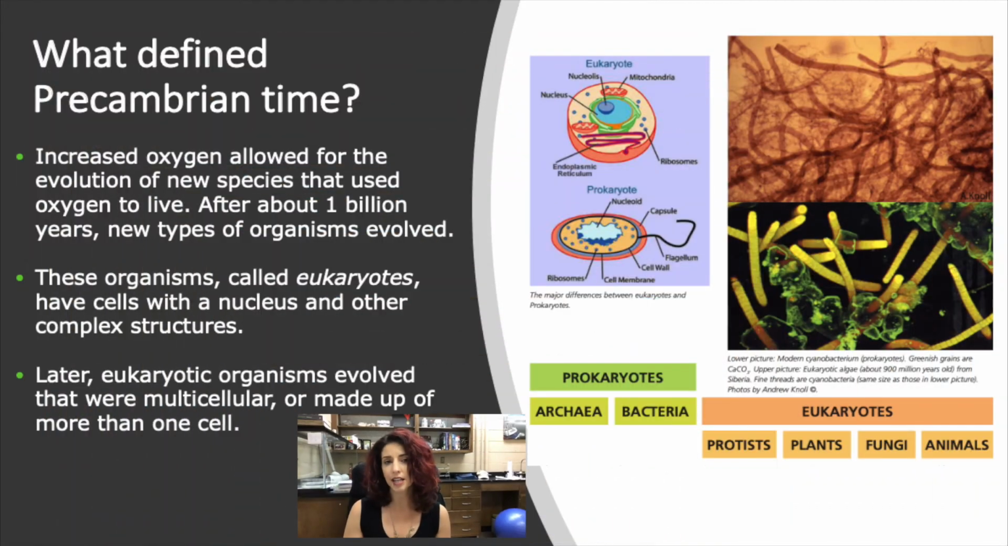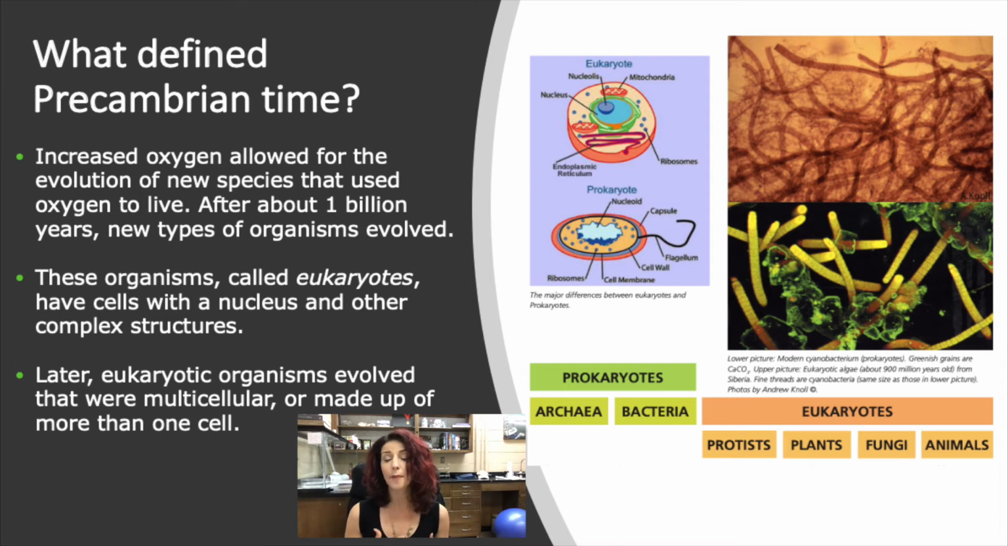Now, this increased oxygen also led to something really important for life on Earth. It allowed the evolution of new species that used oxygen to live and to breathe. Most of us, when we're thinking about breathing, we think about inhaling oxygen. That's what we do, and that's what a lot of life on this planet does. But before the Great Oxidation Event, that was not a very common metabolism.